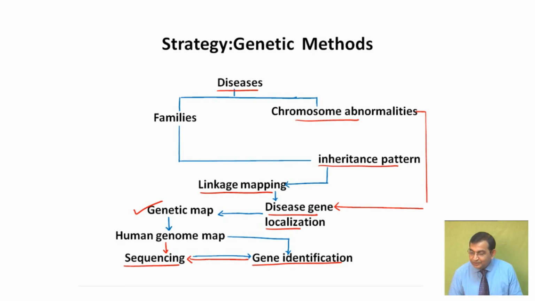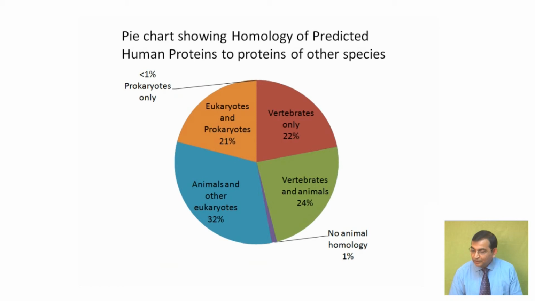In this figure, the pie chart shows the homology of predicted human proteins to proteins of other species. Here in this pie chart, we have shown how the human proteins are related or similar to animals and other eukaryotes, vertebrates and animals, eukaryotes and prokaryotes.